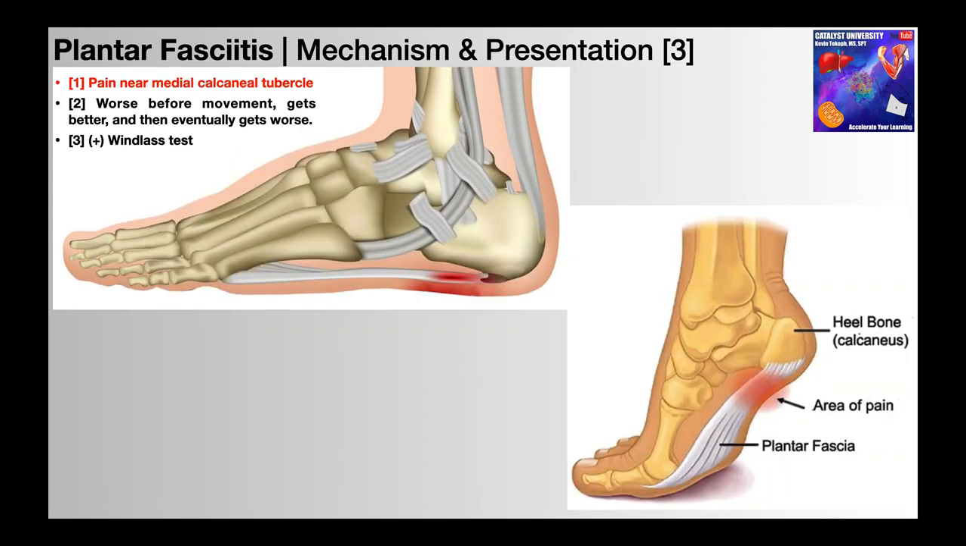So in a physical examination, what things would clue you in that somebody has plantar fasciitis? These are three big things right here. Number one is pain near that medial calcaneal tubercle. This is not for 100% of patients, but it's for the vast majority of them. The major pain they're going to have is just anterior to the calcaneus.